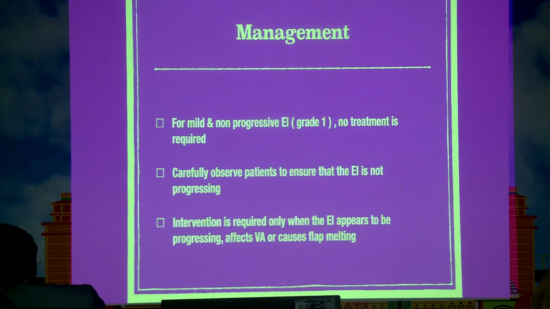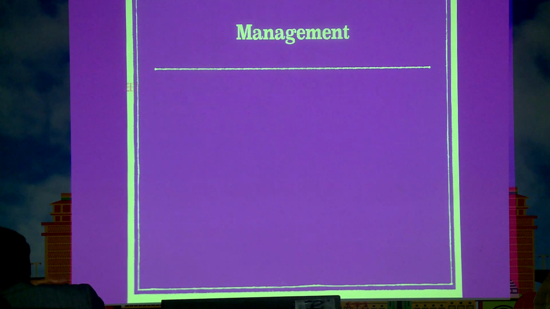Coming to the management, so for mild and non-progressive epithelial ingrowth, that is grade 1, no treatment is usually required. Carefully, we need to observe the patients to ensure that the growth is not progressing. Intervention is needed only when epithelial ingrowth appears to be progressing or affects the visual acuity or causes flap melting.